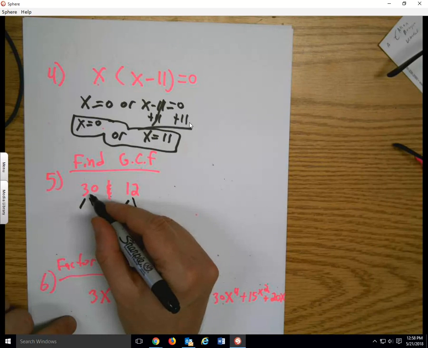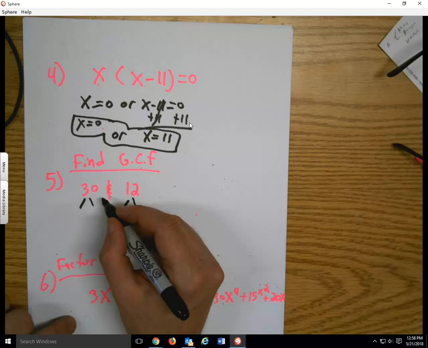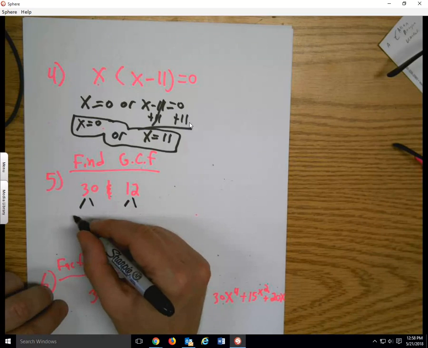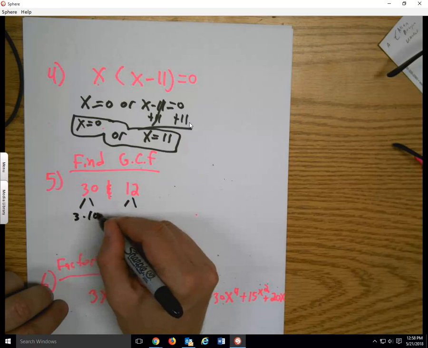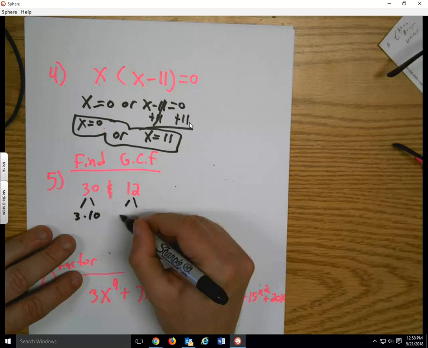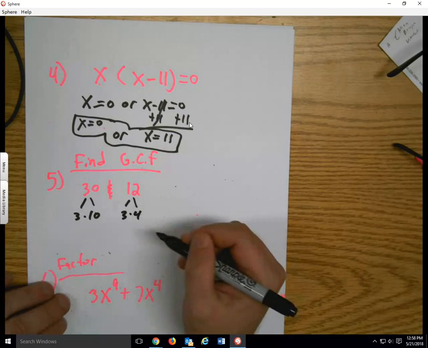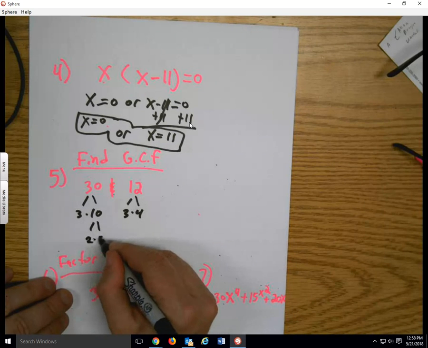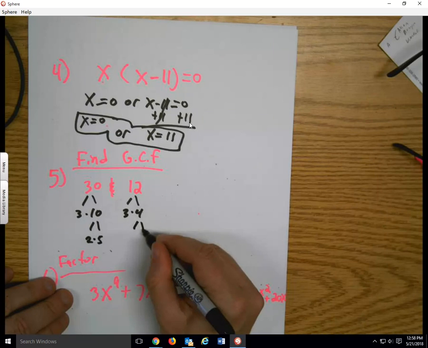I like to go with the factor tree because I think it's just easy to remember for students. So any way I can think of to multiply to 30, other than using a 1, I could do a 15 times 2. I'll just do a 3 and a 10 this time. I could have used a 5 and a 6, whatever. 12, I can do 6 times 2, but I'll do 3 times 4. Okay. And then can you break it down again? Well, 10 could be broken down to 2 times 5. 4 could be broken into its factors 2 times 2.